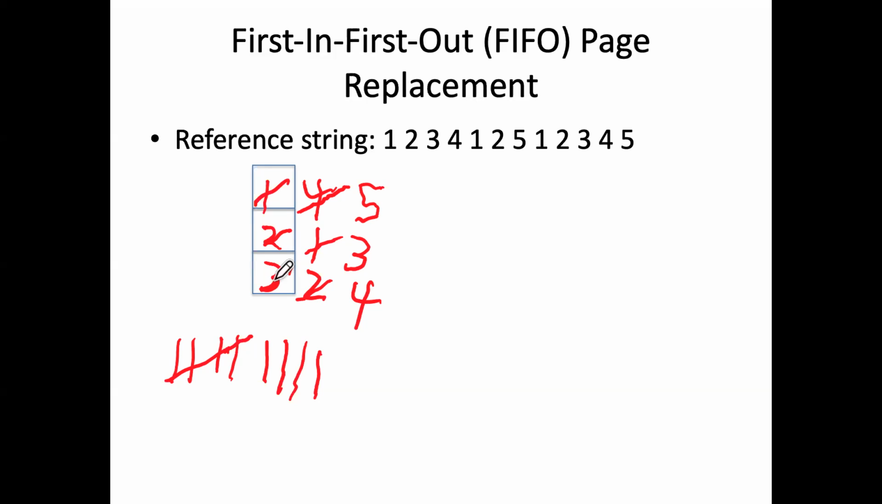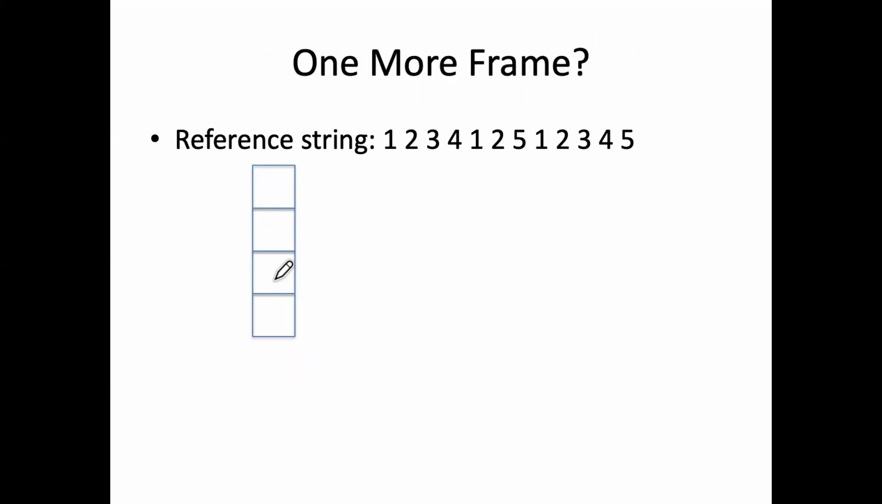All right, we said in practice, a process would have way more frames than this, and it would be accessing way more pages of memory. What if it did have more frames? What if we gave it one more frame of memory? We would expect it to be able to make good use of that. We'd expect to see fewer page faults. So let's give that a try.